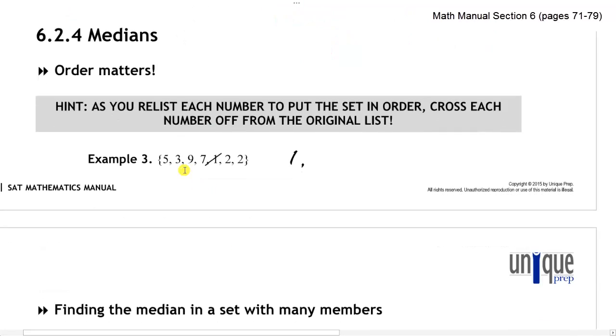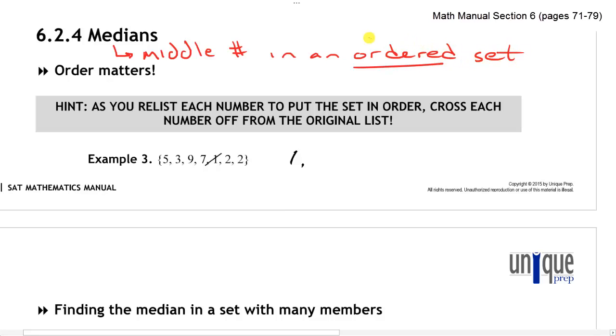What is the median of a set? If you already know this, great. I'm going to go ahead and write down the definition. Median is the middle number in an ordered set. And that is very important. You have to remember that your set needs to be ordered before you go about trying to find your median.